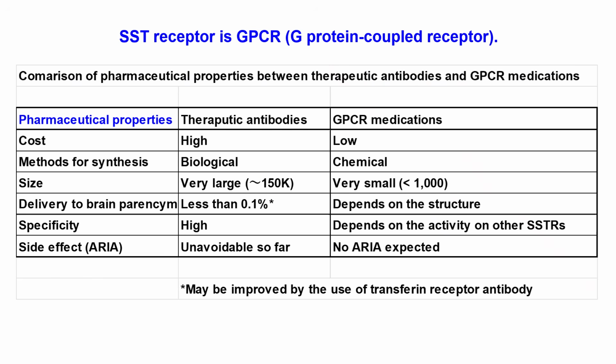This table summarizes the advantages of targeting somatostatin receptors, which are GPCRs, compared with therapeutic antibodies. GPCR-targeting medications are generally less expensive, lower in molecular weight, easier to deliver to the brain, pharmacologically more specific, and associated with fewer systemic side effects. My goal now is to find a place where I can create opportunities for developing disease-modifying therapies that halt the progression of AD during its preclinical stage, ultimately enabling a future in which AD can be prevented before the onset of cognitive impairment.